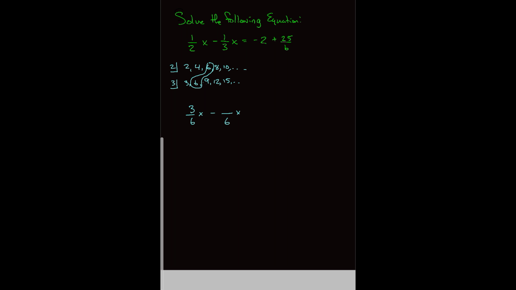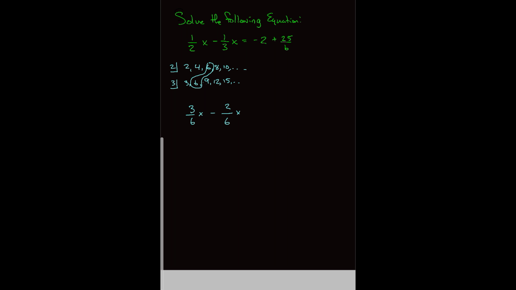All right, let's do that again. 2 times what gets me 6? 3. And then 3 times 1, and that's where this 3 comes from. Now let's do it with the next fraction. 3 times what gets me 6? 2. And then 2 times 1 gets me 2.